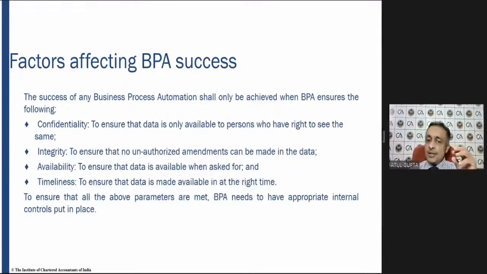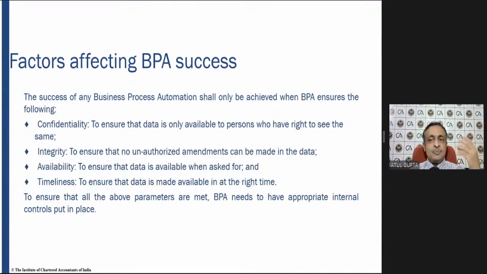What is confidentiality? Data is available only to the required person. Integrity: you cannot make unauthorized amendments. Availability: the data is available when you ask for it. Timeliness: it has to be done in a timely manner, on a real-time basis. If all the parameters are met, then you could have success in your business process automation. If any one parameter is missed, there will be no success.